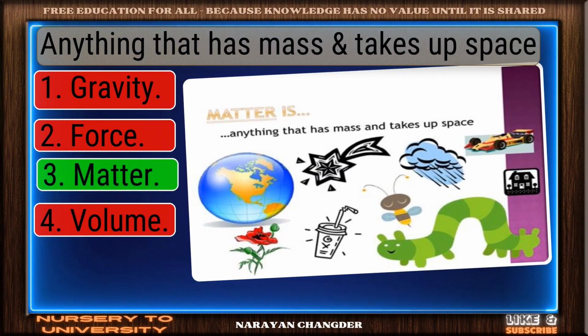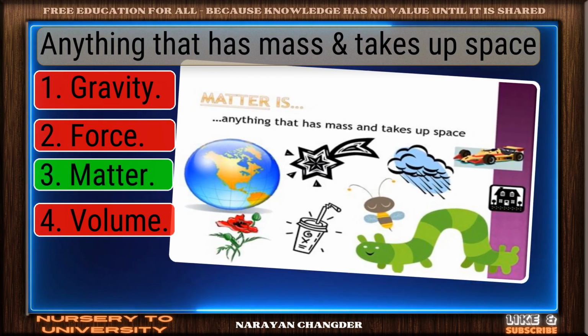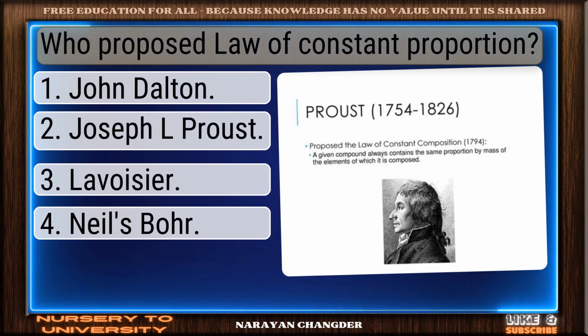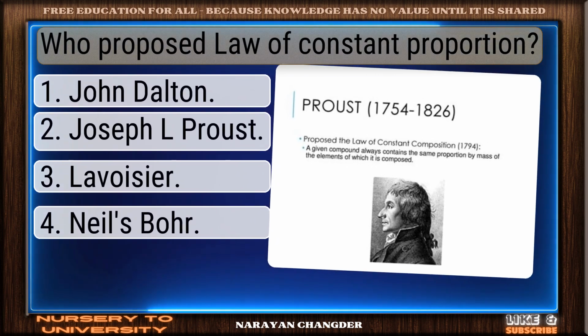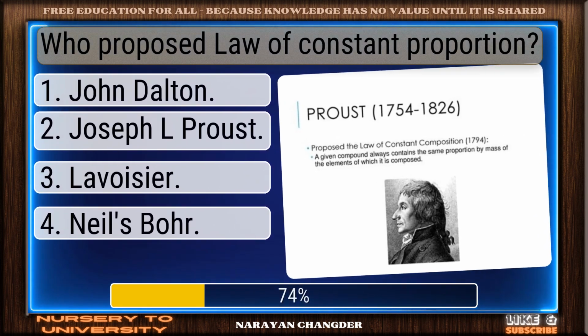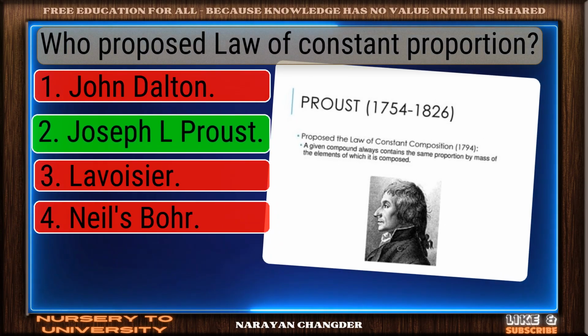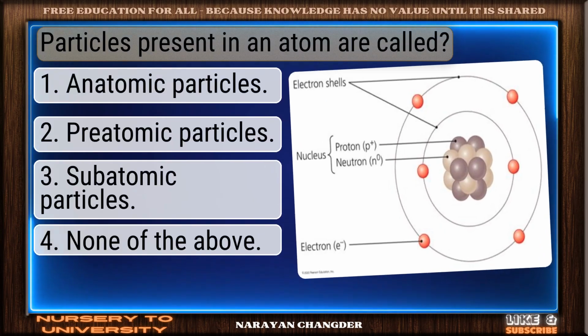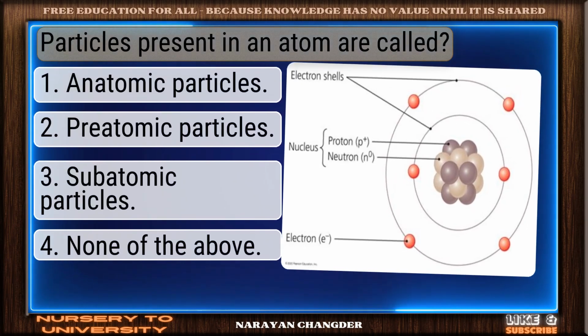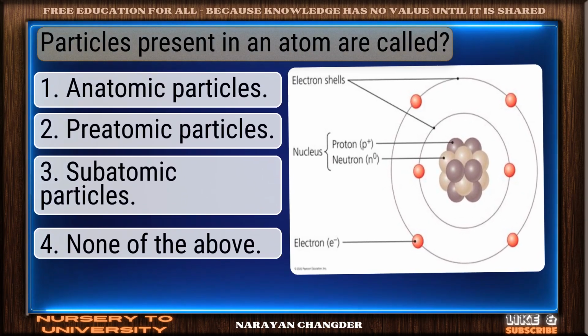Exactly. Matter makes sense and it is the right choice. Question number 189. Who proposed the law of constant proportion? Nice selection. Joseph L. Proust is the correct and valid answer. Question number 190. Particles present in an atom are called.